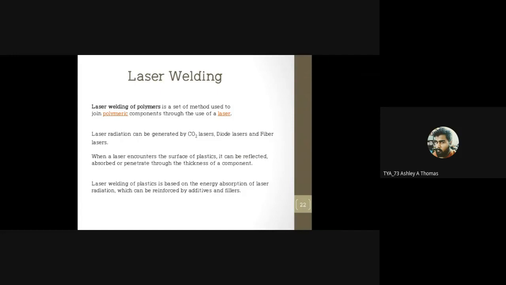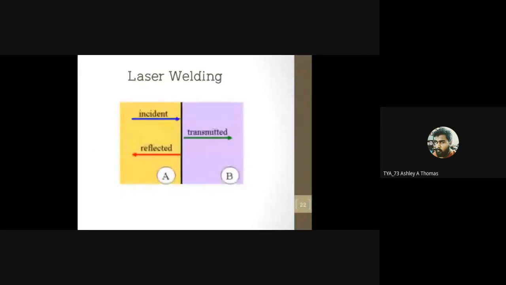Lasers are nothing but radiations, and any kind of radiation, whether heat radiation, laser radiation or ultrasonic radiation, when it falls on any surface, three things happen. Once it is incident on the surface, one is reflection, second is transmission, and third is absorption. Three responses are possible: reflection, transmission, and absorption.